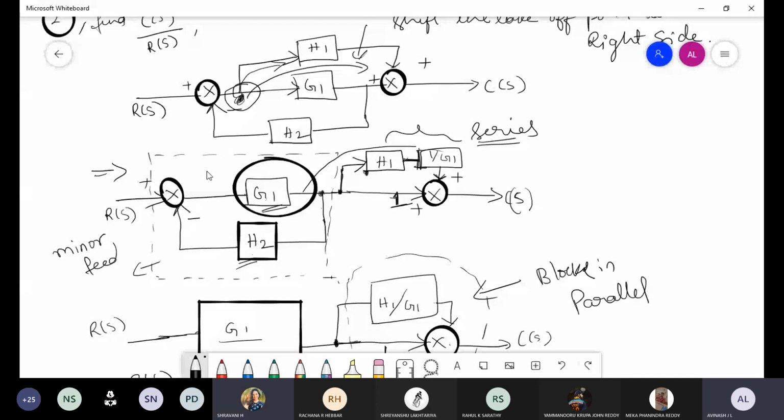Minor feedback loop. Yes, sir. So once this particular minor feedback loop comes into picture, instead of this summing point and one forward block and one feedback block, we can reduce to a single block. So what will be the value? We know that. G of s divided by 1 plus G of s into H of s. This is the block value, correct?